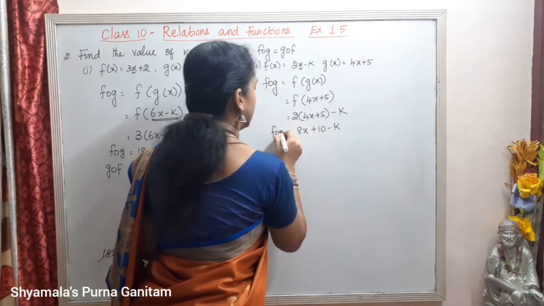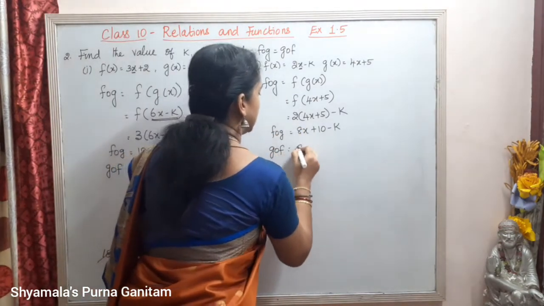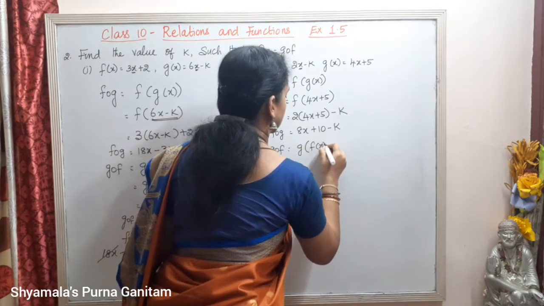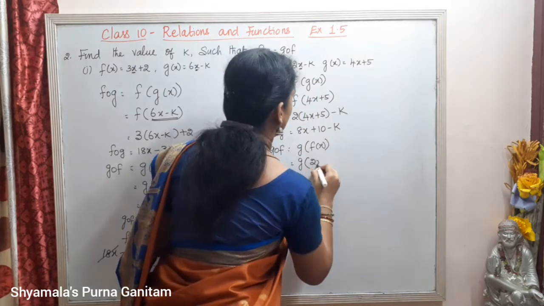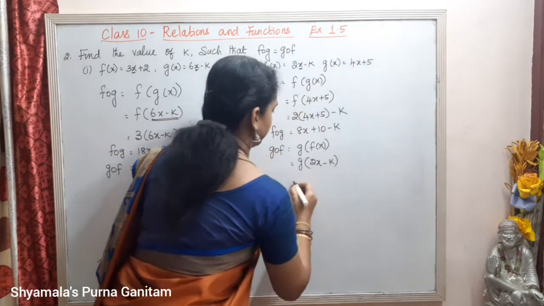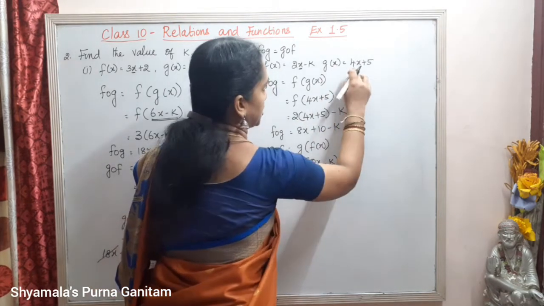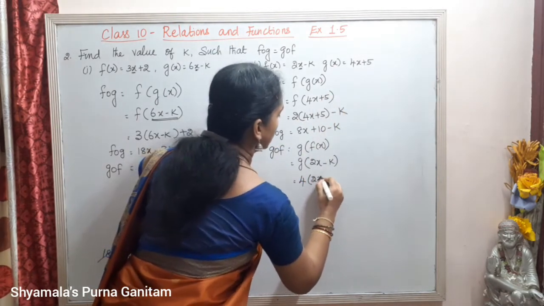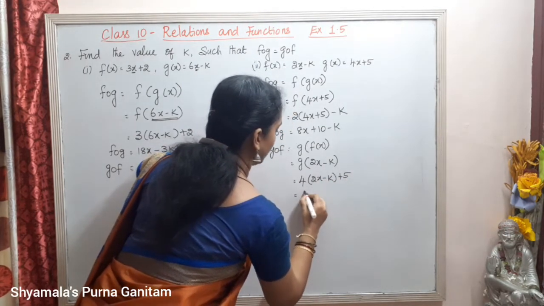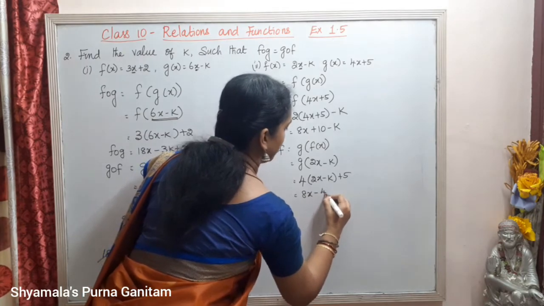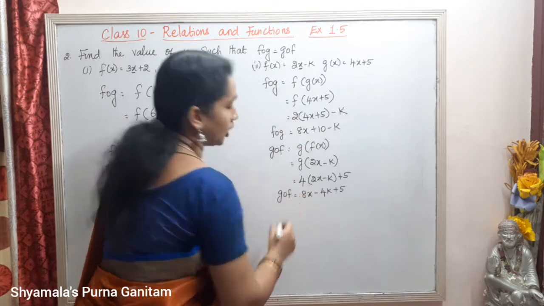So this is f of g. Then g of f is g of f of x. So f of x is given as 2x minus k. Here in this it has to be substituted. So 4 into 2x minus k plus 5. So this is equal to 4 twos are 8x minus 4k plus 5. So this is our g of f.